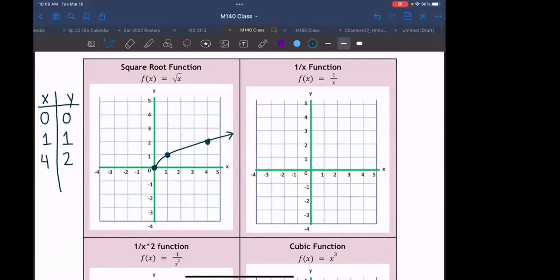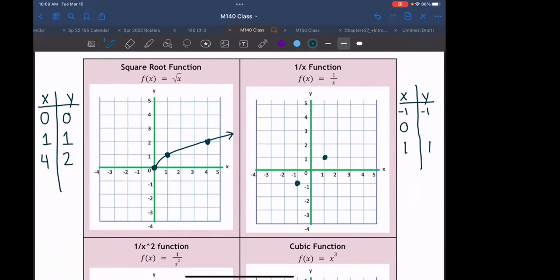Let's do 1 over x and y. Okay, here's where things get a little complicated, okay? What do I get when I plug in -1 here? -1, right? 1 over -1 is -1. I can plot +1 and that gives me +1, okay? So let's just plot those 2 points, the (-1, -1) and (1, 1).